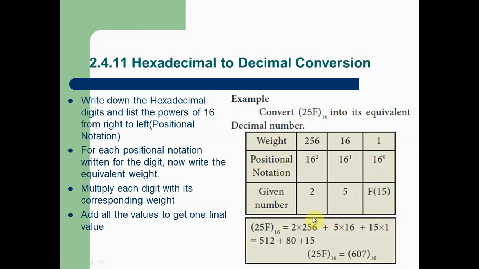Here we use the same positional notation method, but we are using powers of 16 from right to left. Here you can see the steps. Write down the hexadecimal digits and list the powers of 16 from right to left using the positional notation method. So the given number is 2f5, written here.